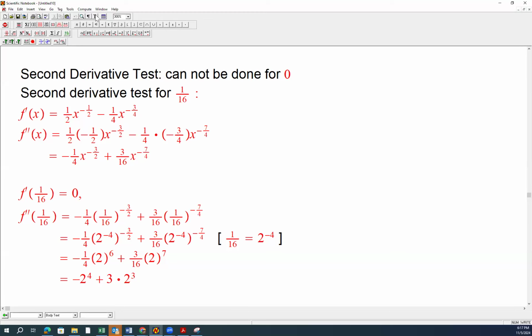Can we determine if this is positive or negative? Just one more thing. -2 to the power 4, this is -16, plus 3 times 8. 2 to the power 3 is 2 times 2 times 2, 3 times. And 3 times 8 is 24. So this product is a positive. All right, so by the second derivative test, it's greater than 0. By the second derivative test, this is concave up at the critical number. Okay, concave up.